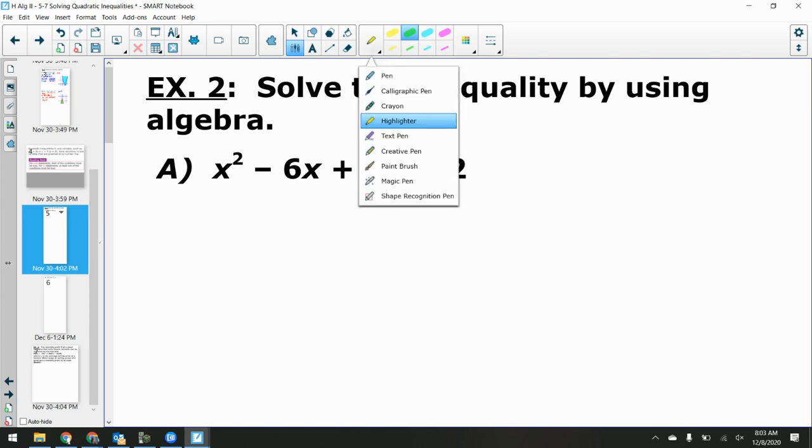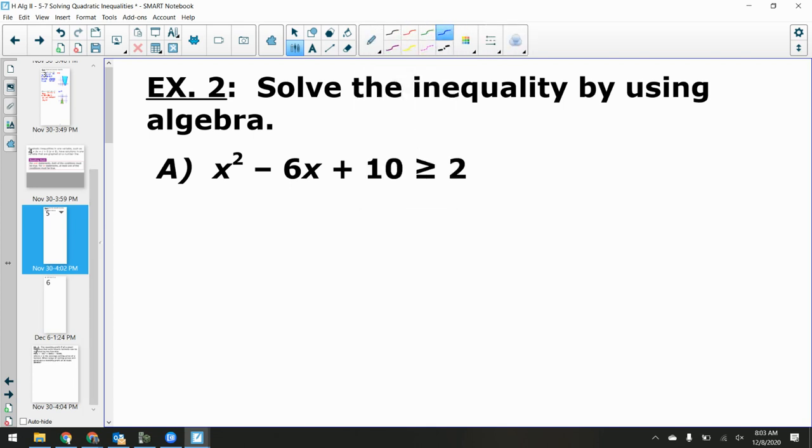Okay, let's take a look here. Solve the quadratic inequality by using algebra. We're going to do a special technique that you're going to use not just here, but in pre-calculus and calculus. It's this thing called sign analysis.